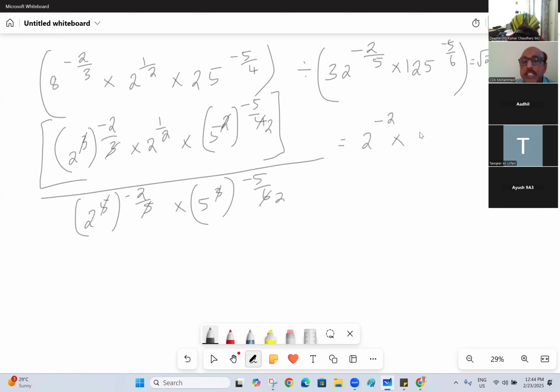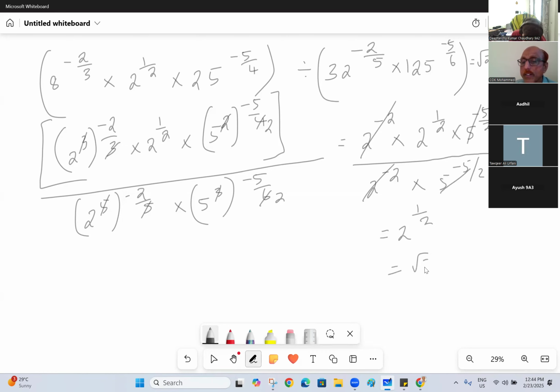2 raised to 1/2. Then what is coming here? 5 raised to minus 5 upon 2, divided by 2 raised to minus 2 into 5 raised to minus 5 upon 2. So you can cut the common factors, and you're left with 2 raised to 1 upon 2, which is just equal to root 2. Correct. Very good. Who asked this doubt?